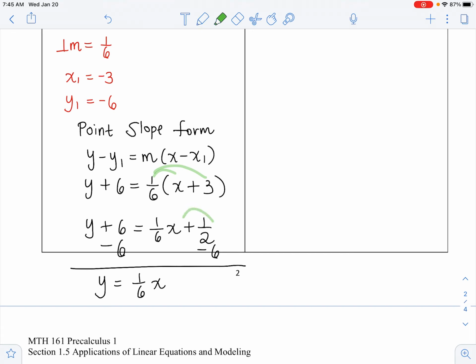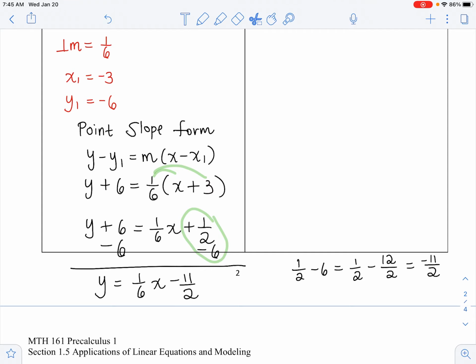And I need to combine these two numbers: half minus 6. Of course, you can use your scientific calculator. But if I try to do it without, that will be half minus 12 over 2. That is negative 11 over 2. So the y-intercept is negative 11 over 2.